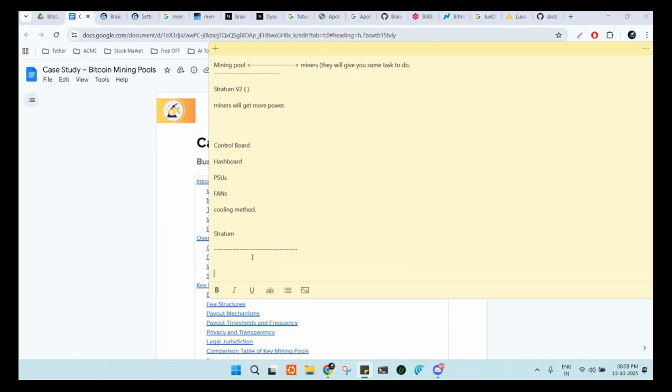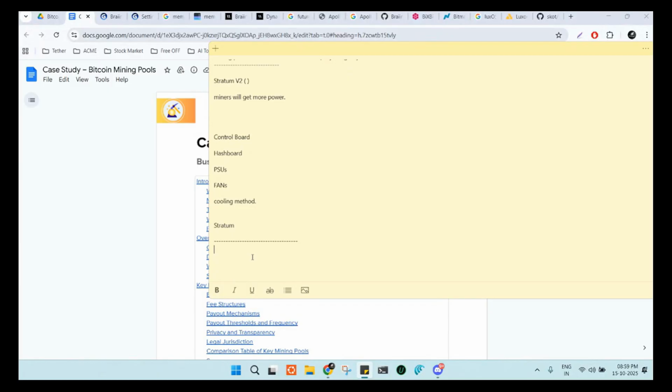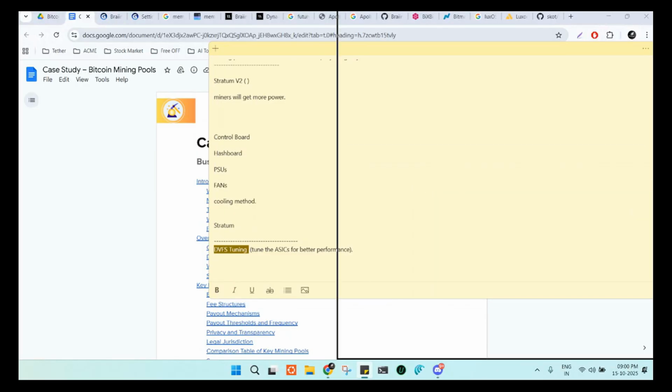If you want a senior kind of role, then you need to know more things, like DVFS tuning. So you will ask me, what is this? This is nothing but, based on the temperature and all those things, you have to tune the ASICs for better performance. In those cases, our control board needs to dynamically tune the ASICs for better performance. And this is the same thing that Braiins and other third parties are able to do with the same hardware, because the hardware is the same.